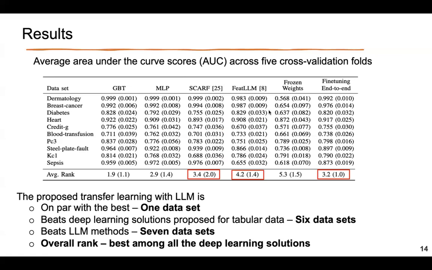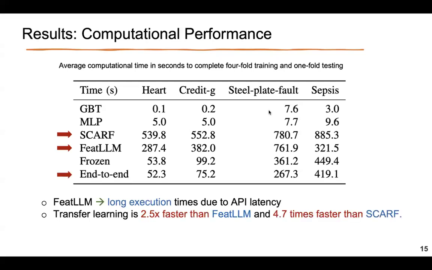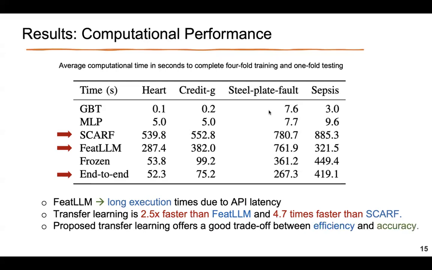We can also see the time complexity of each of these methods to get a better understanding of which is more robust among the deep learning-based methods. Here we can see that FeatLLM takes long execution times due to API latency, and end-to-end transfer learning is 2.5 times faster than FeatLLM and 4.7 times faster than the SCARF model. Therefore, we can say that the proposed transfer learning offers a good trade-off between efficiency and accuracy.